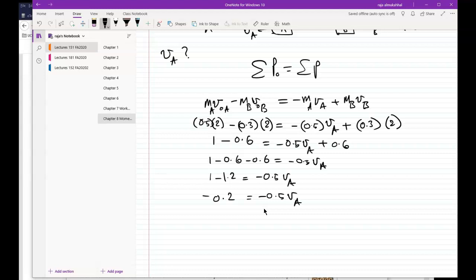The minuses cancel out, so V sub A is equal to 0.2 over 0.5. What is that? I don't know. I need to look it up. Calculator. So I have here 0.2 divided by 0.5. And that's equal to 0.4. It's 0.4. So V sub A is equal to 0.4 meter per second.